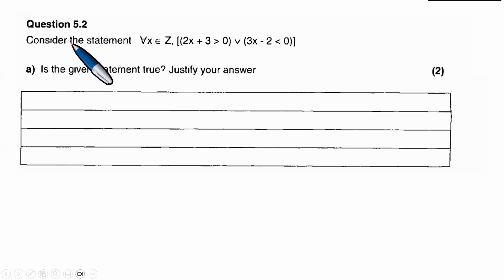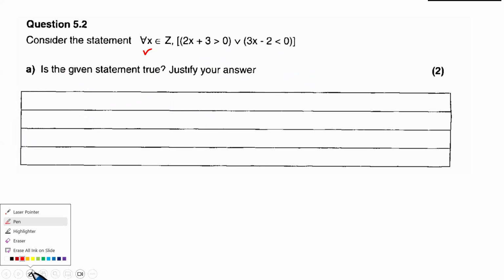Okay, now in 5.2, we are doing more investigations, and we are also trying to understand this module more and more. We are spending time looking at statements. For all x elements of that, right? If we have 2x plus 3 is greater than 0, or 3x minus 2 is less than 0, is the given statement true? Justify your answer. Let us look at this and reason together. Is this true or false? The marks are only two, so we are able to look at that very carefully. Let us reason together through this particular question.